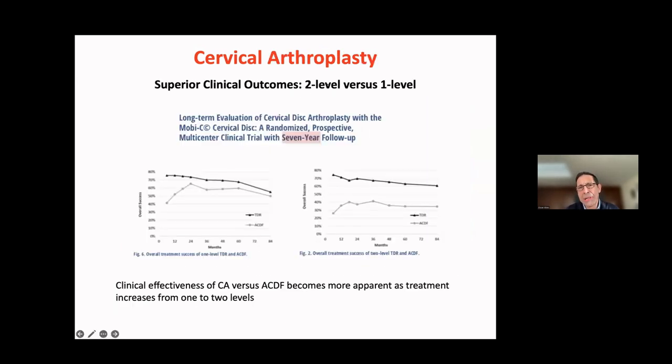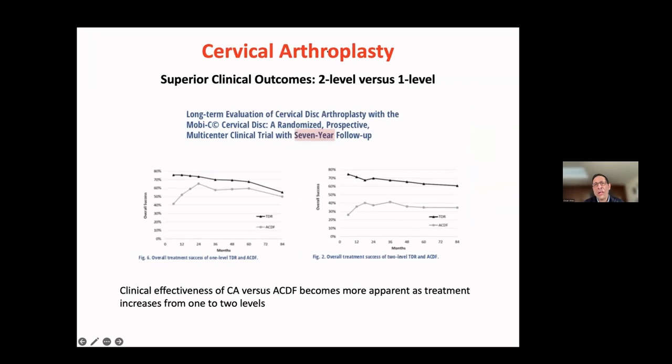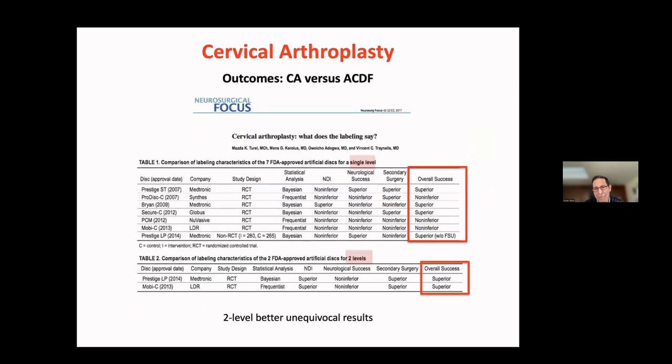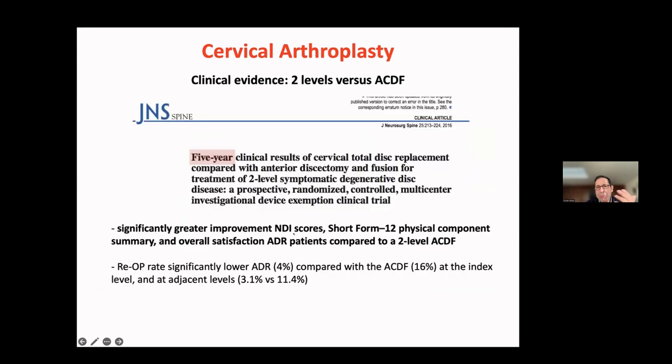It's a study comparing two-level versus one-level arthroplasty, and the clinical effectiveness compared to ACDF is more apparent when you increase from one level to two levels. And this is what the study I showed before clearly shows. 5 years follow-up, better NDI, SF-12 physical component, better overall satisfaction, fewer reoperations.